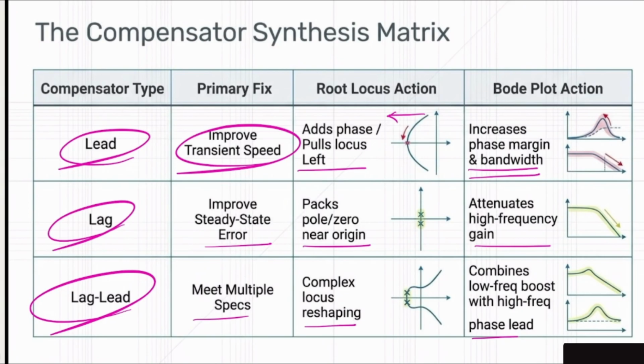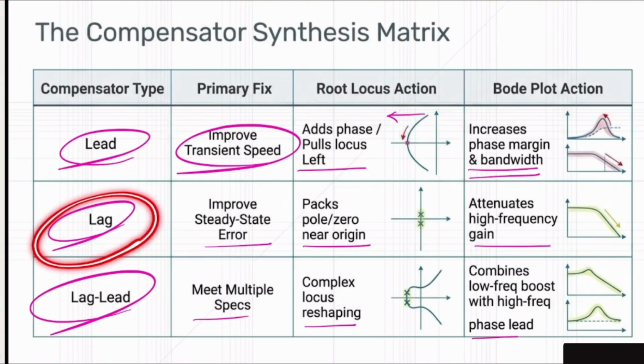So again, about the compensators, which is a very important part in root locus and in Bode plot. As I mentioned, we have the lead compensators. It is going to improve the transient state by adding what? By adding phase or by adding poles. By adding poles, our root locus is going to be pulled onto the left. What would happen to Bode plots is that it is going to increase the phase margin and bandwidth itself.